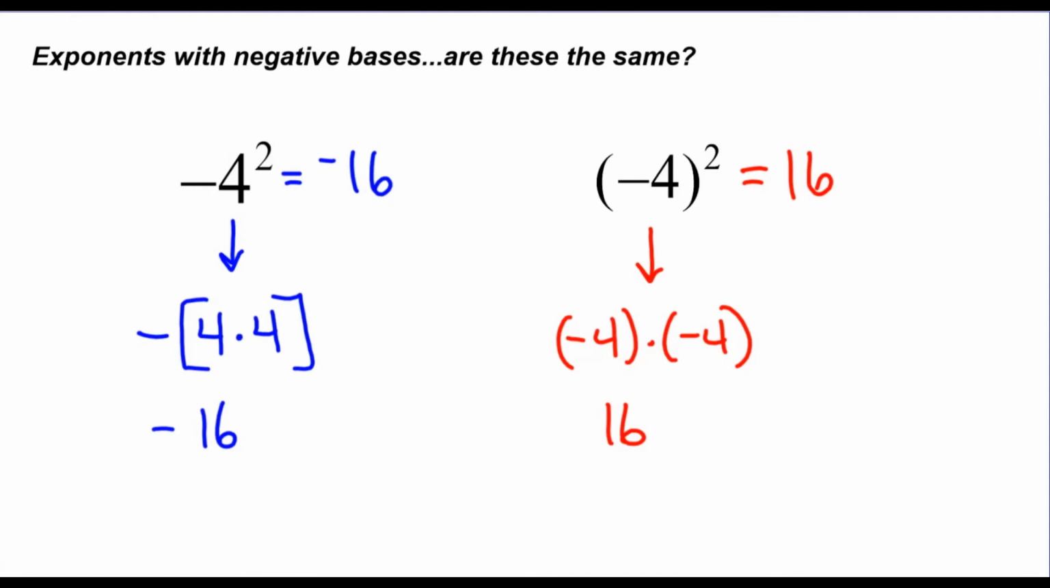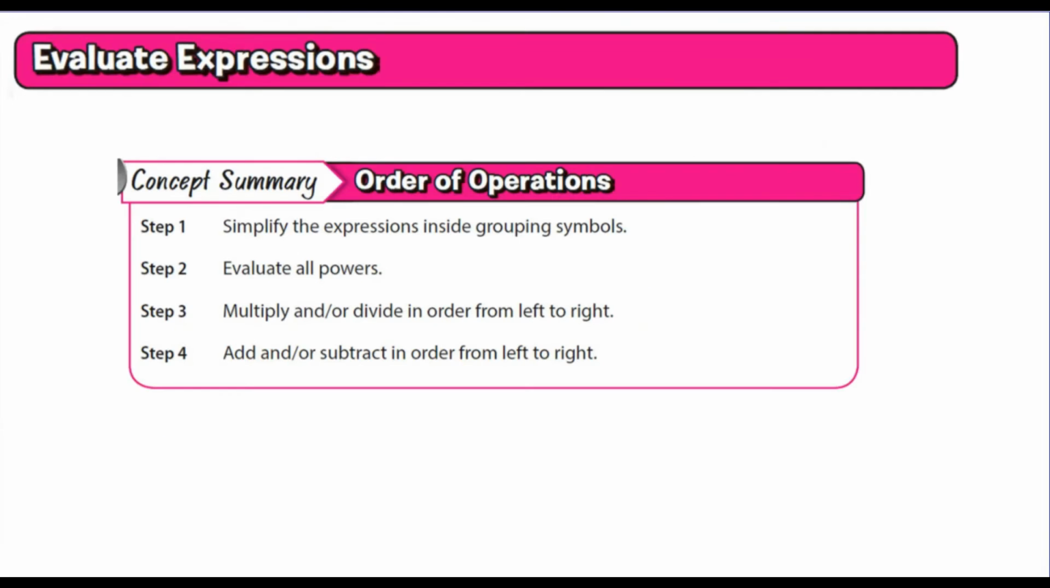So it does make a difference where the parentheses are. The parentheses mean the negative is included with the exponent. Without parentheses, the negative is not included with the exponent. So that is a common error that we need to make sure that we look out for when we're evaluating expressions or writing expressions with exponents and negatives.